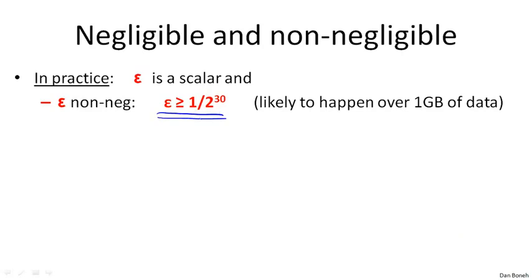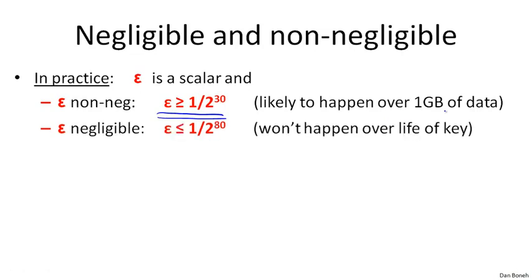The reason is that if you use a key, for example, for encrypting a gigabyte of data, which is about 2 to the 30, or maybe even 2 to the 32 bytes, then an event that happens with probability 1 over 2 to the 30 will likely happen after about a gigabyte of data. Since a gigabyte of data is within reason for a particular key, this event is likely to happen. Therefore, 1 over 2 to the 30 is non-negligible. On the other hand, we'll say that 1 over 2 to the 80, which is much, much smaller, is an event that's actually not going to happen over the life of the key, and therefore we'll say that that's a negligible event.